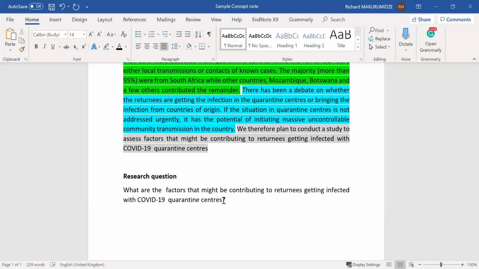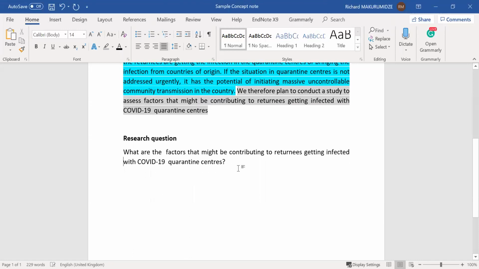So if you read your research module, there's a section which describes a research question and what a research question is. It just guides you as you do your research on what exactly you want to do. In this case, we just converted our aim statement into a research question: what are the factors that might be contributing to returnees getting infected with COVID in quarantine centers? Then from that research question, you need to develop your main objective or your general objective, depending on your study.